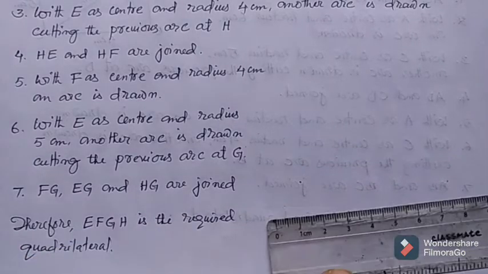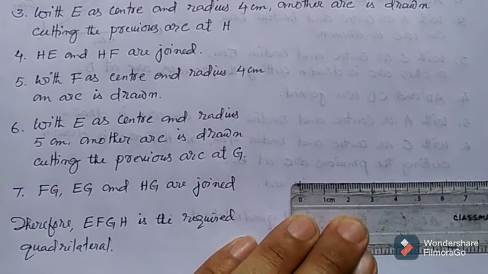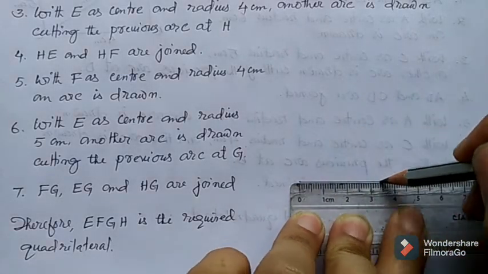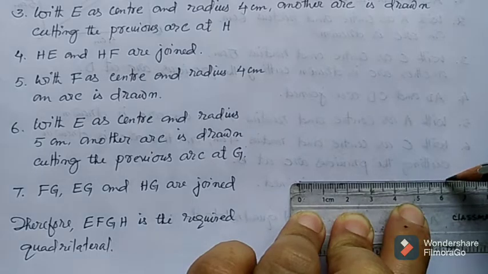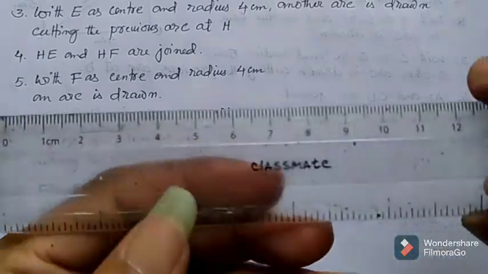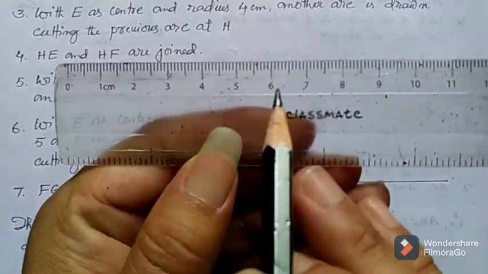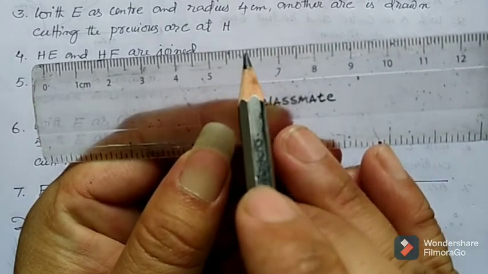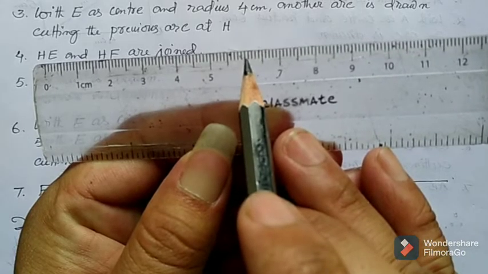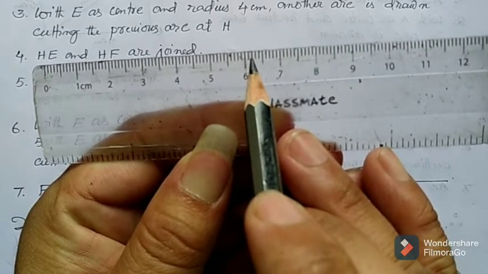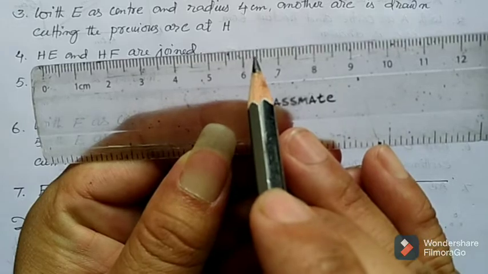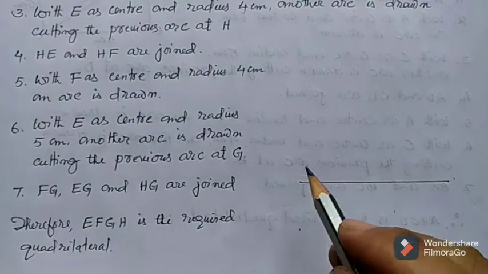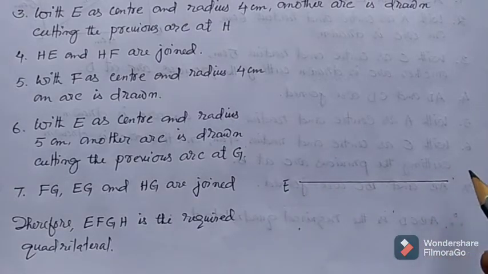So use your scale, 6.2. Start from 0 and continue till 6, 6.1, 6.2. You can see this longer line is for 6, and after that you can see small divisions. So the first one after 6 is for 6.1, then 6.2, 6.3, 6.4, 6.5, like that. We have drawn EF. Let's name this EF.